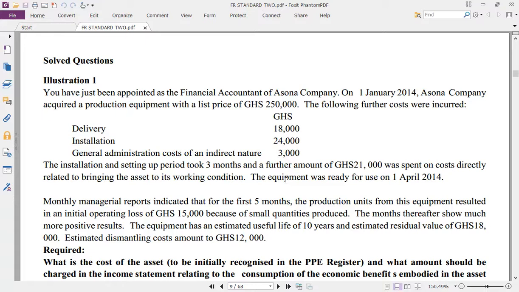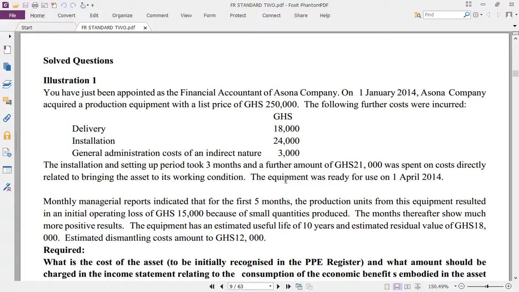Now, monthly managerial reports indicated that for the first 5 months, the production from this equipment resulted in an initial operating loss of 15,000 cedis because of small quantity produced. So here, 15,000 initial operating loss. Should it be part? No, don't touch it. It must be expensed, written off in the P&L.